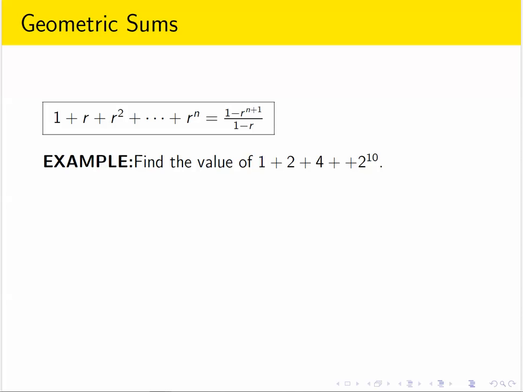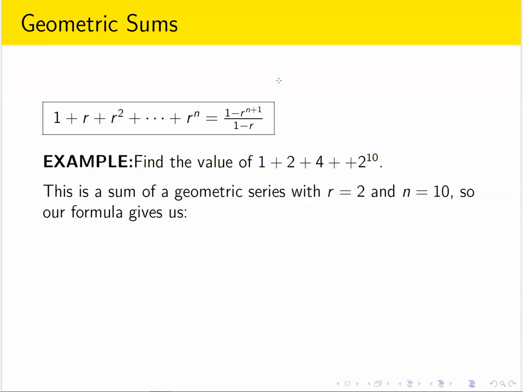I want to find the value of this sum, 1 plus 2 plus 4, all the way up to 2 to the 10. And again, there should be an ellipsis right here. So I'm going to be adding together powers of 2. Right, this is 2 to the 0, 2 to the 1, 2 to the 2, stopping at 2 to the 10. So in this formula, my r is 2, and n, which represents the highest power I run into, is 10.